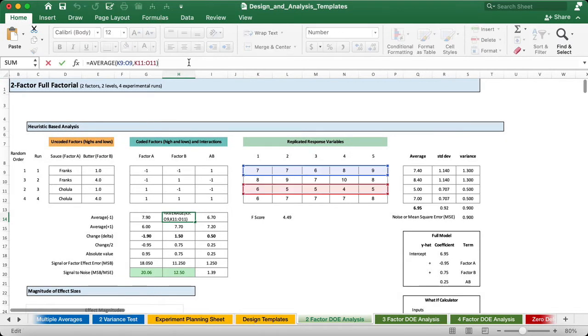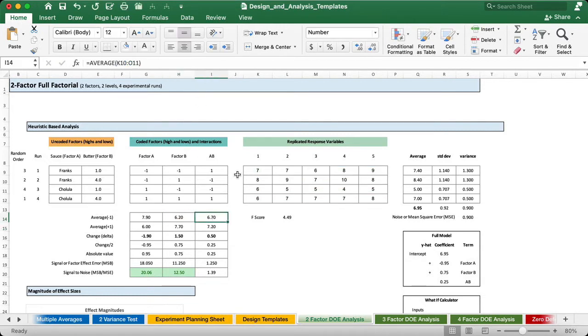We average the level of butter at the lower level and then also at the higher level. The interaction term is simply the product of the sauce type and butter, and we average those values as well. Just looking at it, doing this heuristic analysis, we can see that going from the minus one level to the plus one level, so from the Frank's, which is minus one, to the Cholula, which is plus one, you get a difference of minus 1.90 in the liking response.